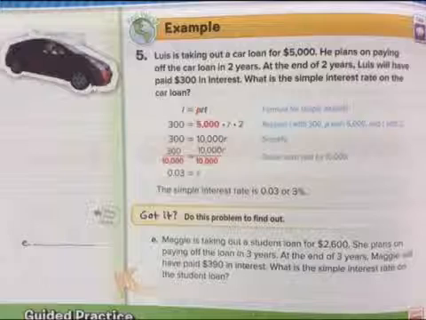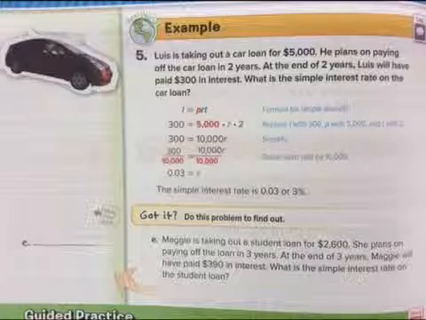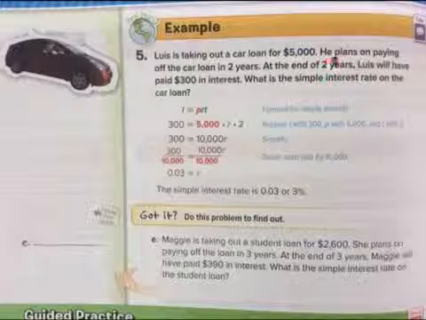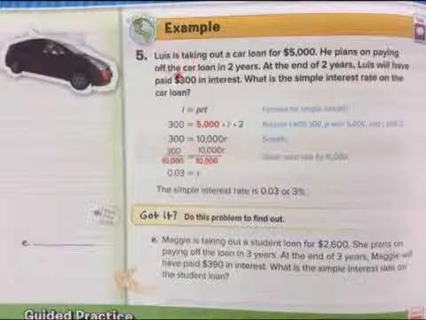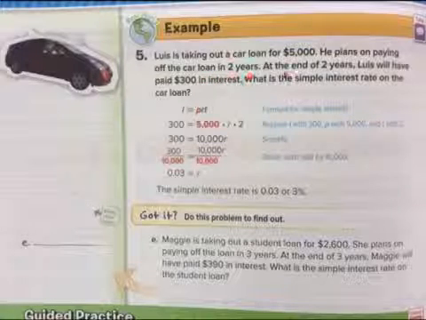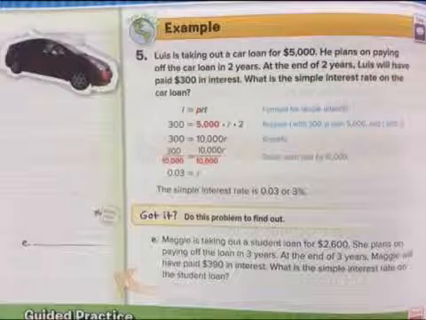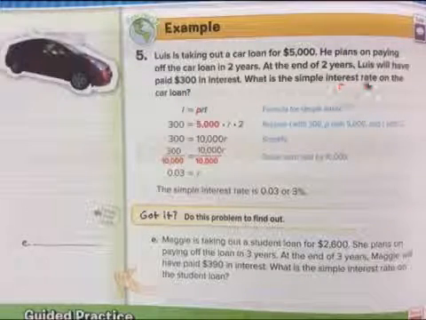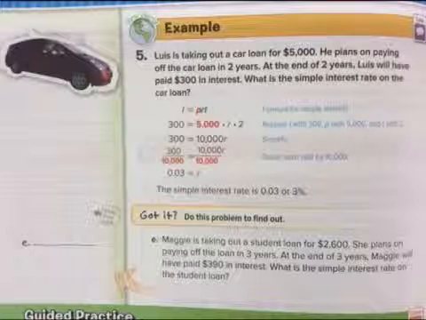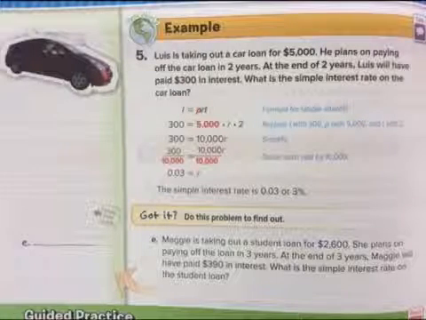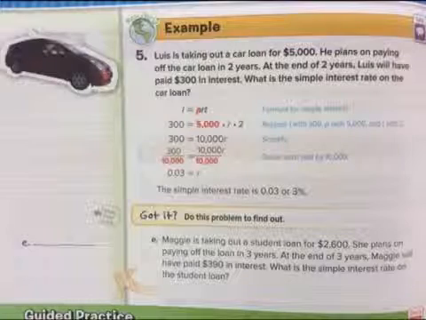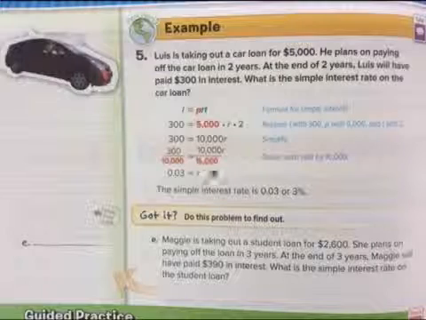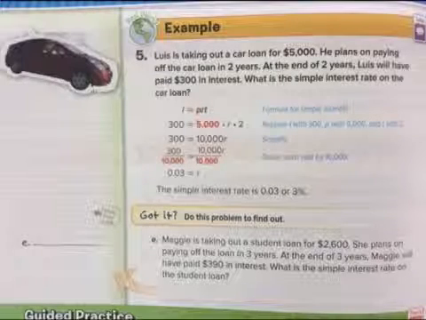Okay, Alfredo, please help us with number 5. Go ahead. Luis is taking out a car loan for $5,000. He plans on paying off the car loan in 2 years. At the end of 2 years, Luis will have paid $300 in interest. What is the simple interest rate on the car loan? Well done. So they've given us the value of I, they've given us the value of P, and they told us the time, but they did not tell us the rate. What we need to do is isolate the variable of rate. Okay, so let's do it.